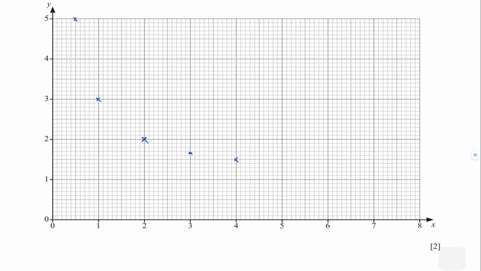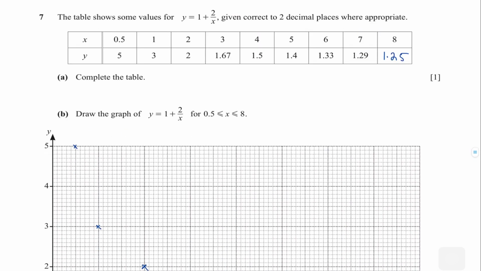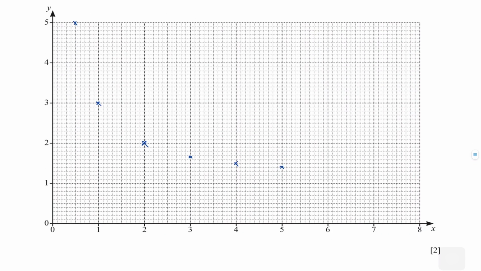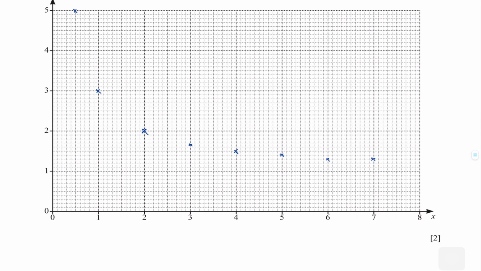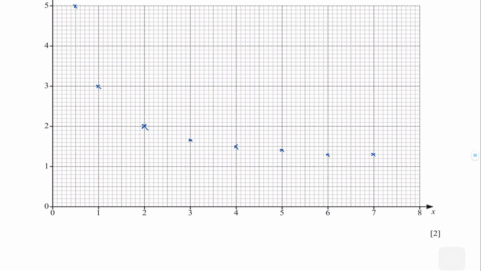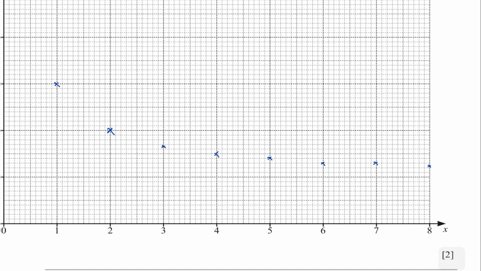5, 1.4, so there we have it. 6, 1.33, so I'll have to log this at 1.3. 1, 2, 3, there you go. 7, 1.29, so this I'll have to lock at 1.3 again. So 7, 1.3, 1, 2, 3, there you go. 8, 1.25, so this I'll try and mark between 1.2 and 1.3. So here we have 1, 1.1, 1.2, 1.3, so just like half a box below the previous point.